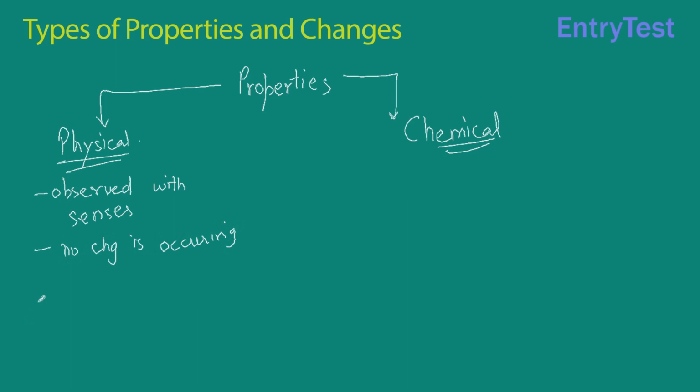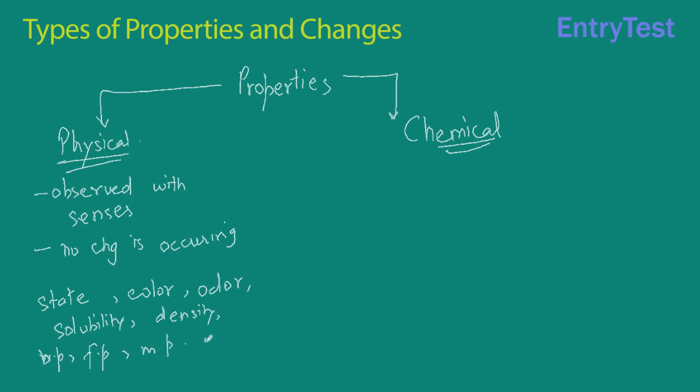Some examples are physical state. For example, mercury is a liquid while iron is a solid. Color, odor, let's say solubility in water, density, and if it's a liquid, the boiling point, the freezing point. If it's a solid, the melting point, the taste, the texture, how does it feel? Is it hard or is it soft? So all of these are physical properties.